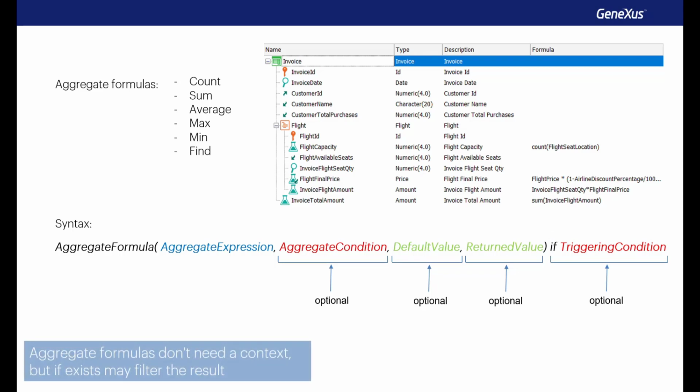While a horizontal formula needs a context to be evaluated, an aggregate formula does not necessarily need one. However, if a context table exists, not all the records that the formula explicitly states will be considered, but only those that also match the implicit conditions arising from that context.